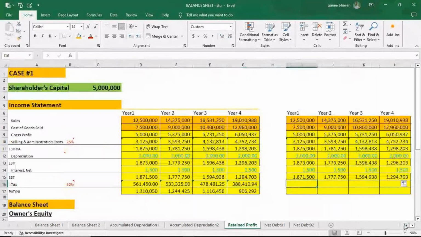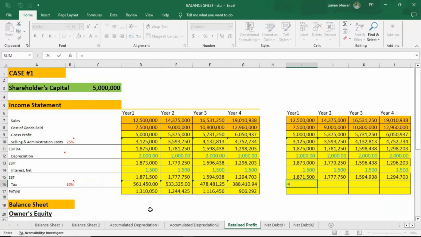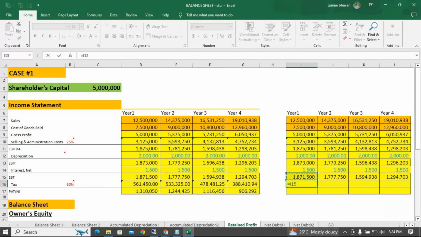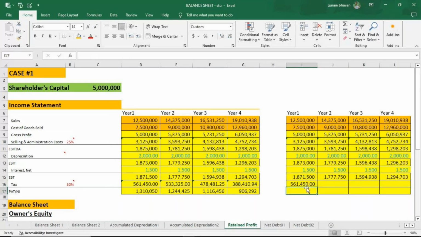Next one is tax. They are telling the tax rate is 30% of the earnings before tax. So equals EBT, whatever it is, into 30%. I'll come here and apply the fill handle. Then profit after tax or net income will be EBT minus the tax. So these are the values you need to get. Yes, ma'am.